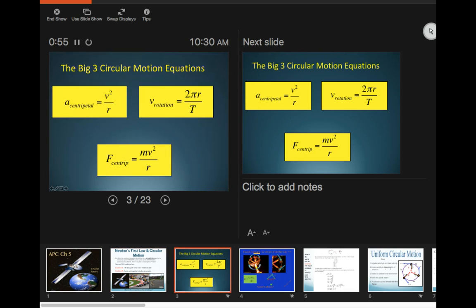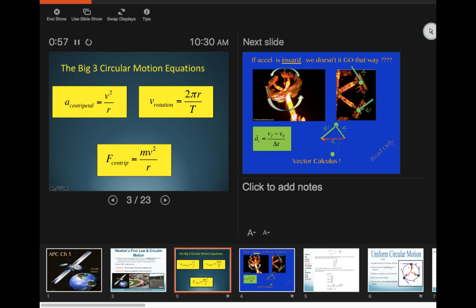So there you go. Ladies and gentlemen, the equations are very simple. They'll be provided on your AP Physics C exam. Centripetal acceleration is v squared over r. Mr. Matthew, why is it v squared over r? Can you explain to me what derivative made that? Maybe here in a little bit. Not right now.